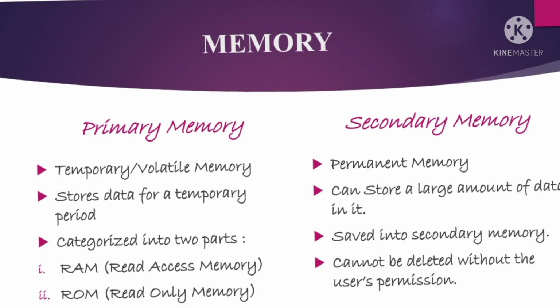Again, primary memory is categorized into two parts: RAM and ROM. RAM stands for random access memory and ROM is read only memory. Coming to secondary memory, whatever you have done, everything will be saved into the secondary memory, and it cannot be deleted without the user's permission. That is the main thing. But in the primary memory, the data will just stay for a certain amount of time, as the name itself says, it's temporary. These are the differences between primary and secondary memory.